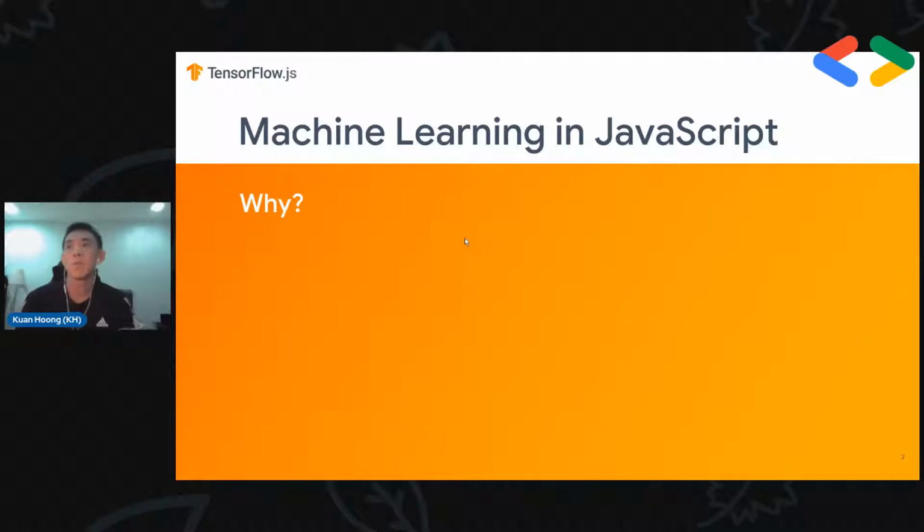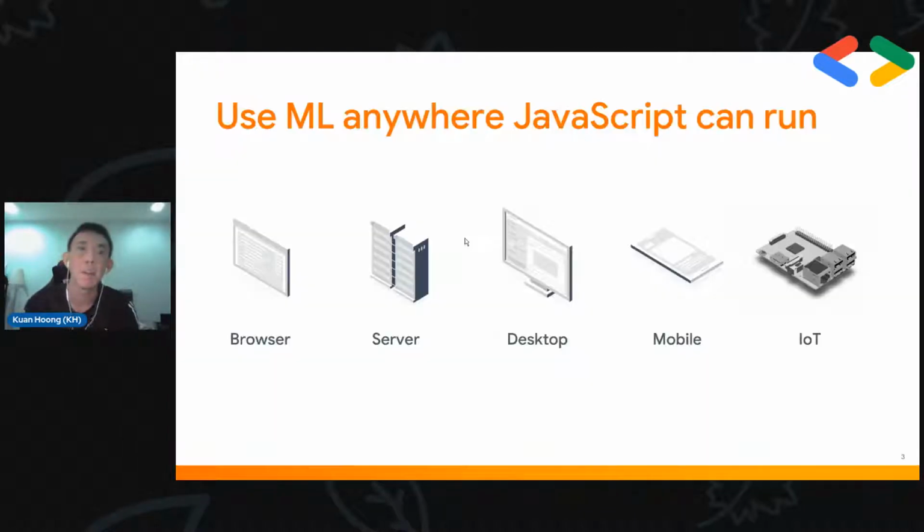Okay, so we know that machine learning is everywhere now. One of the things we can do is have machine learning in the form of JavaScript. When we learn machine learning, one of the most popular languages out there is Python, and you can write the whole TensorFlow thing in Python. But why would you want to do machine learning in JavaScript? The reason is quite simple. With JavaScript, you can run machine learning basically anywhere that can run JavaScript.